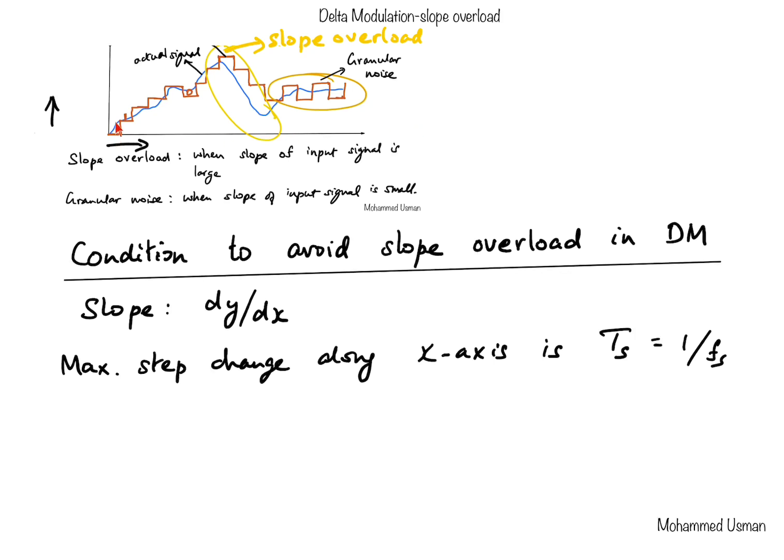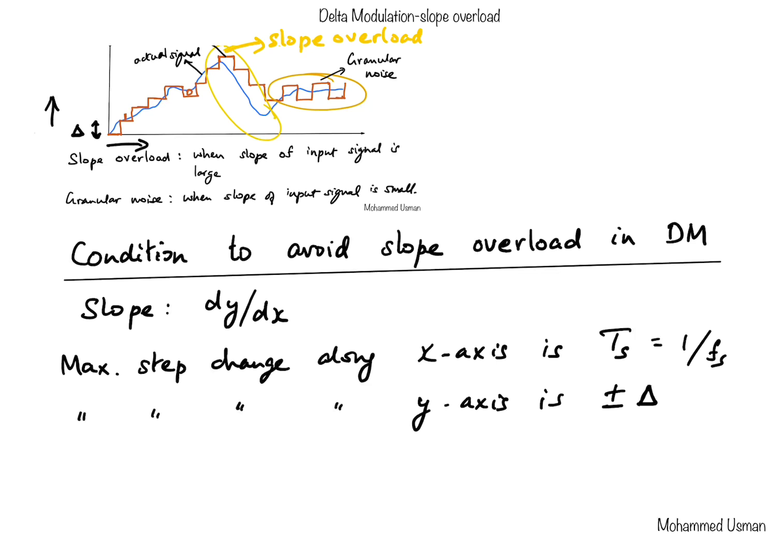Similarly, the maximum step change along the y-axis in delta modulation is 1 delta. In each sample interval, the output can go up by 1 step size or go down by 1 step size. So the maximum step change along the y-axis is plus or minus delta. It can go up 1 step or go down 1 step. The distance between two quantization levels is the quantization step size delta.